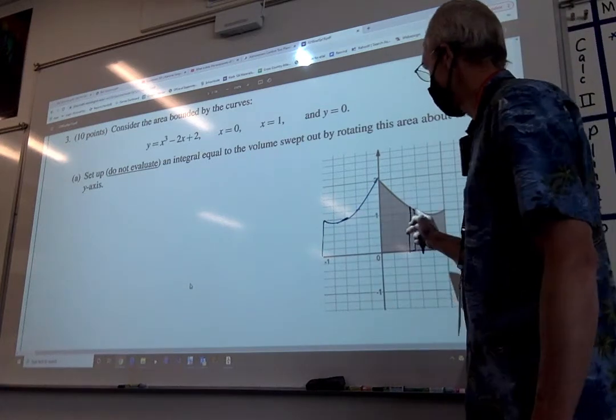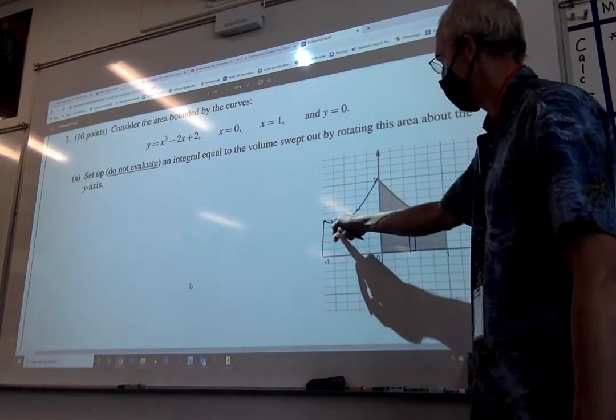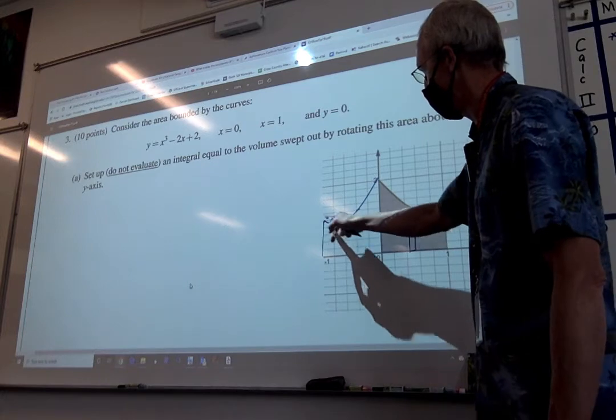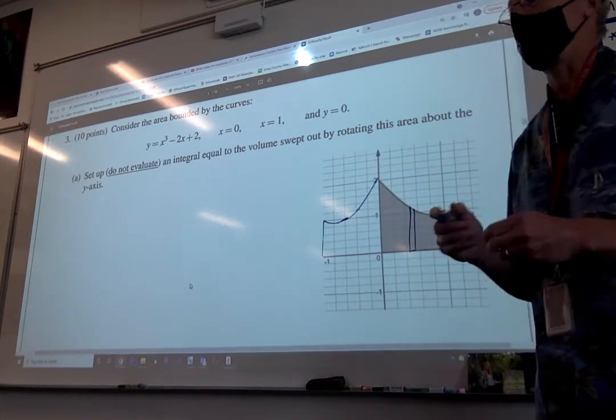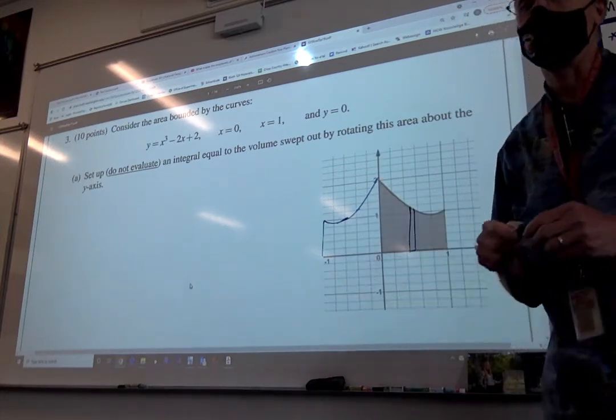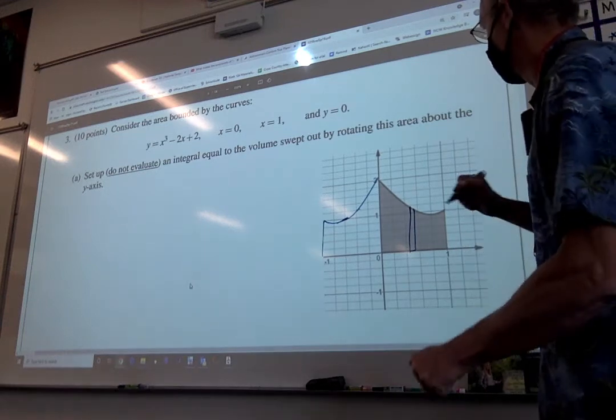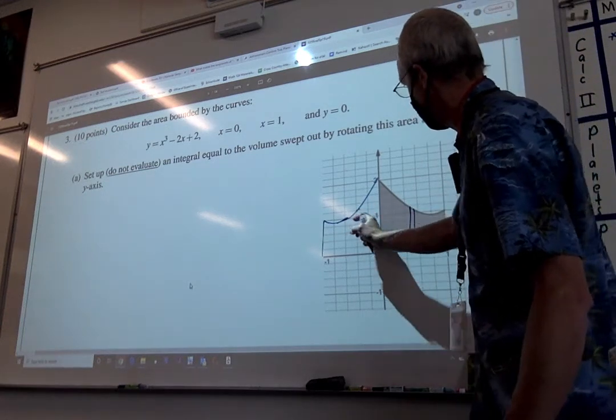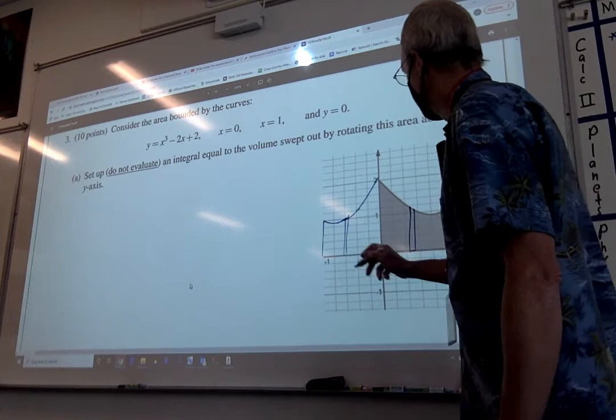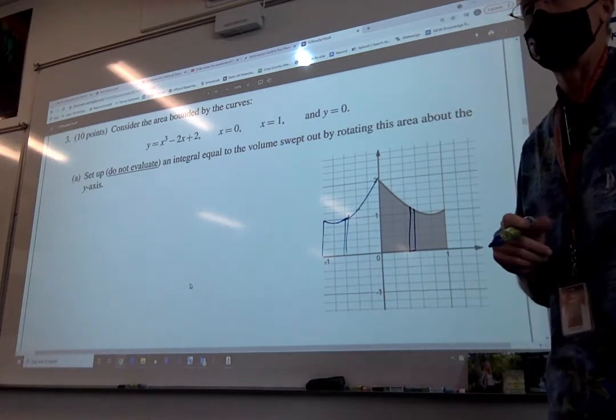If we do it crosswise, we draw our thing crosswise, it's going to hit here, but what about here? It just doesn't work, right? We'd have to break it up into two integrals or something. So we want to do shells. We sweep it around like that. Remember how to do that one?